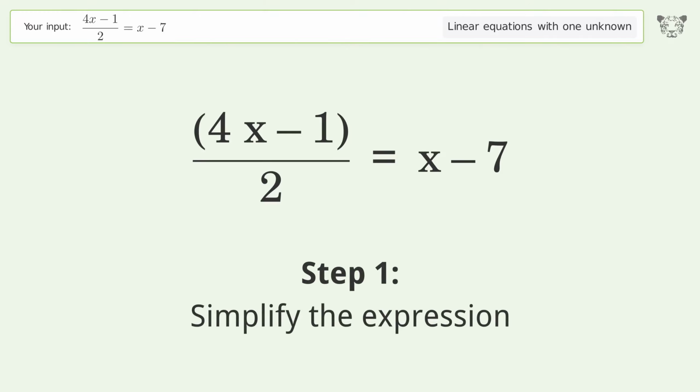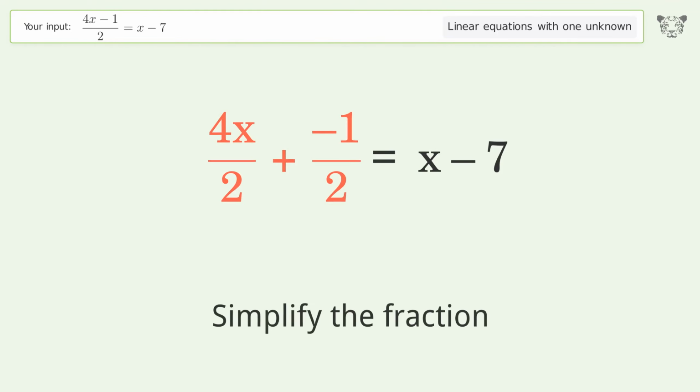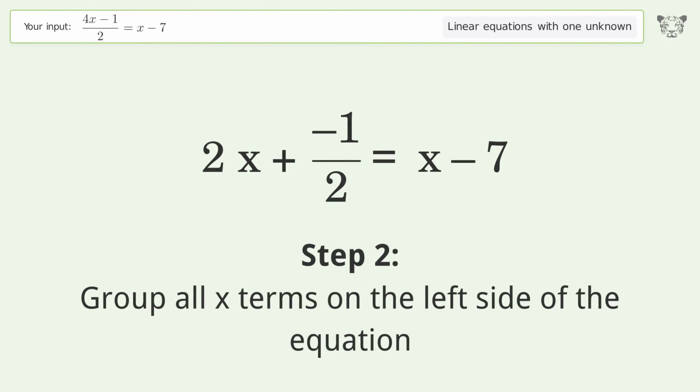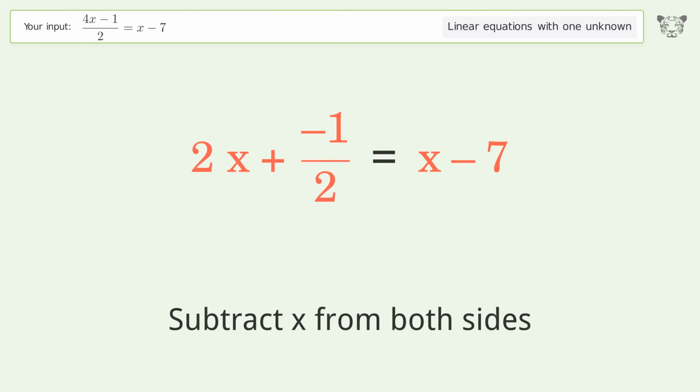Simplify the expression. Break up the fraction. Simplify the fraction. Group all x terms on the left side of the equation. Subtract x from both sides.